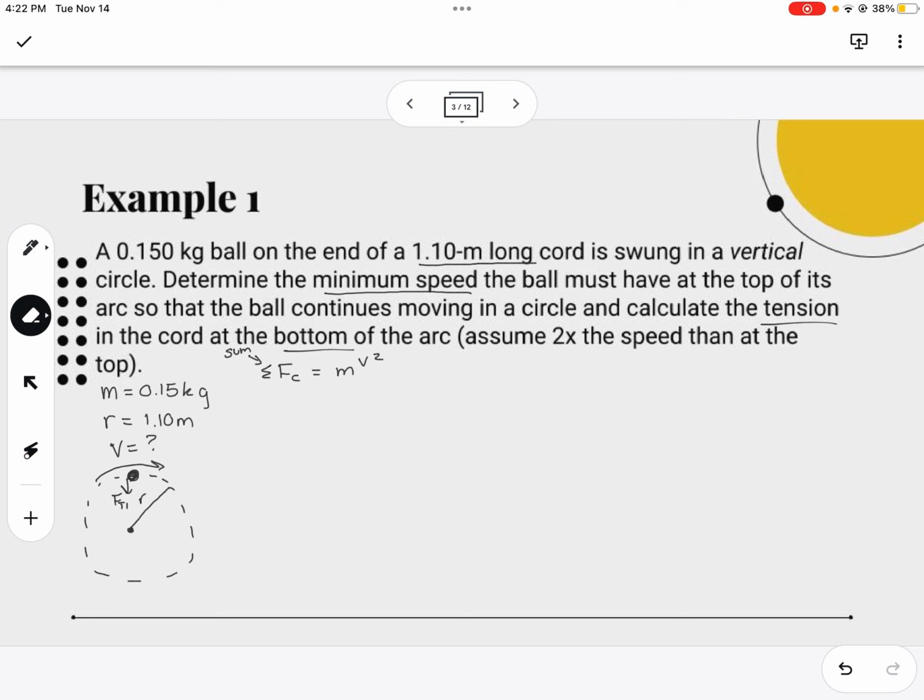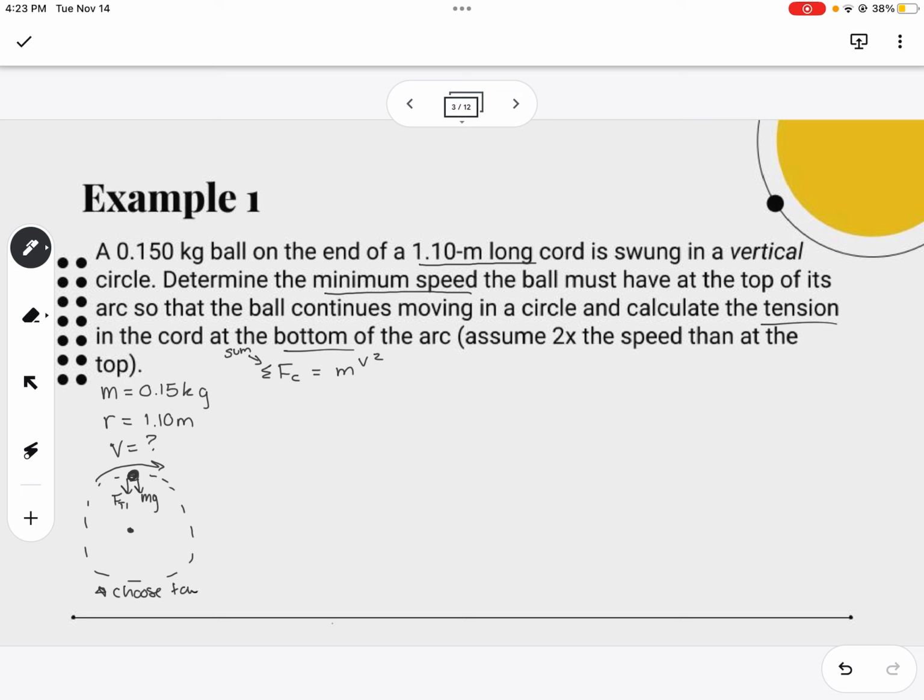And then you're also going to have, let me just erase the cord over here, weight, or just mass times gravity, okay? So when I'm at the top of my arc, both of these are pointing towards the center of the circle. I am going to choose towards the center. I'm going to make a little note down here.